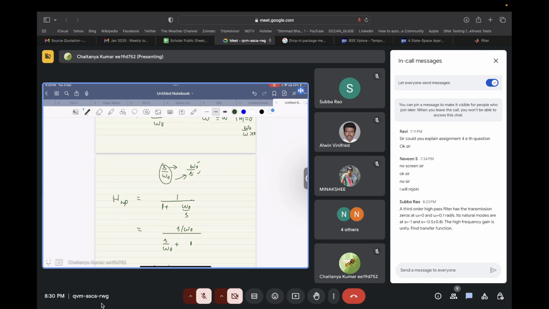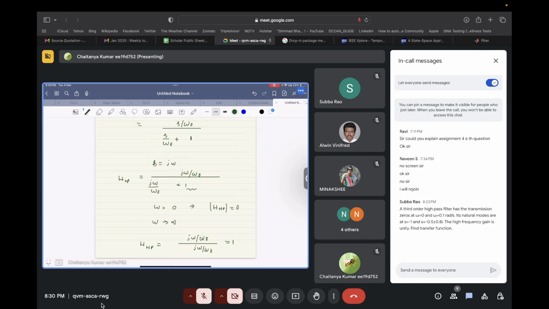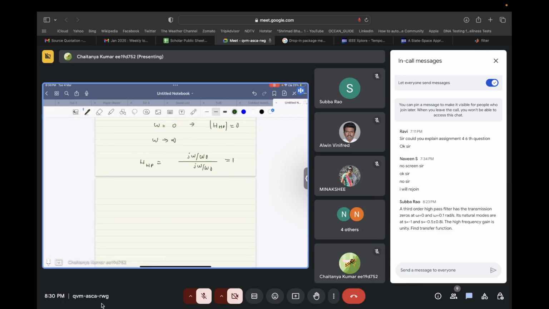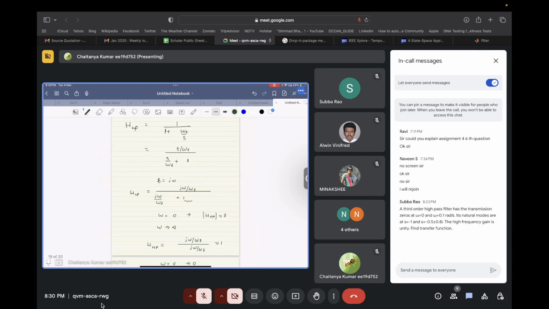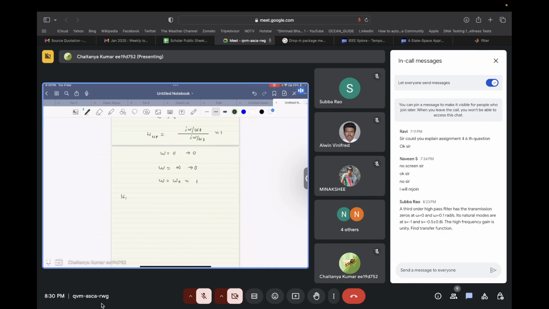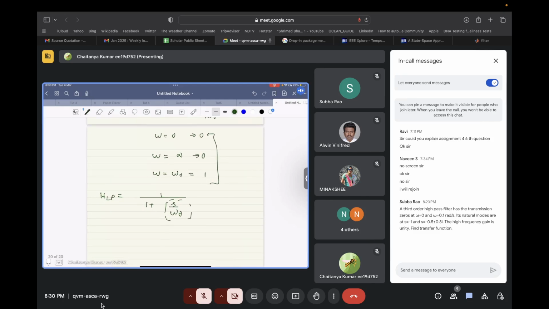Now what happens if I want to do it for the band pass case? For the band pass case, at omega equal to 0, I want 0. At omega equal to infinity, I want 0. And at omega equal to some omega naught, I want 1. So what will I replace s by? What was my low pass transfer function? This was 1 upon 1 plus s by omega naught. So what can I replace s by omega naught with, so that I get these characteristics from the same filter?